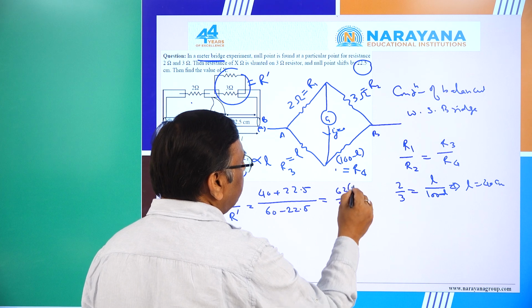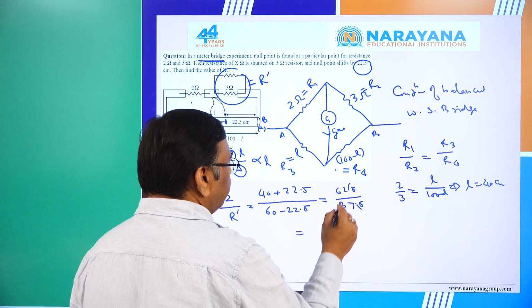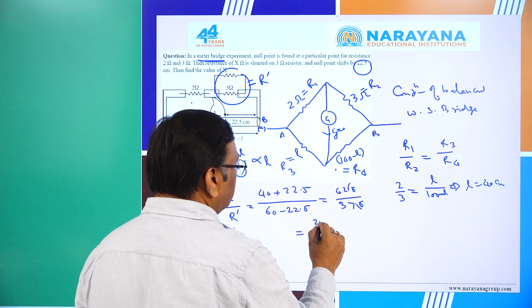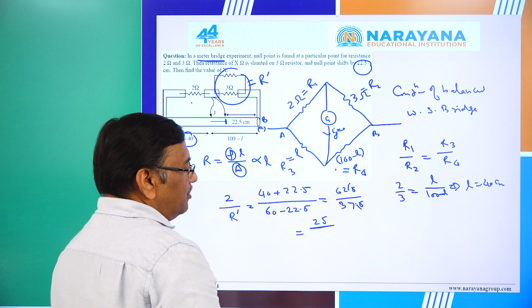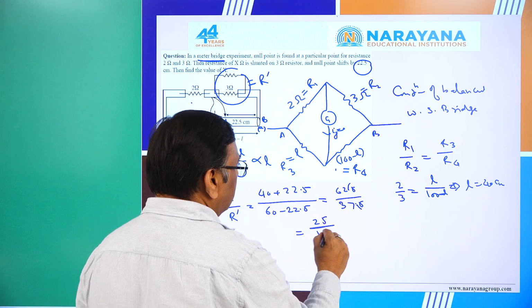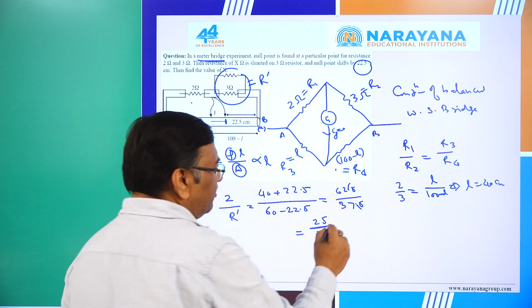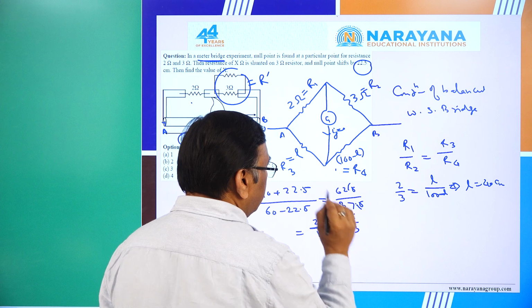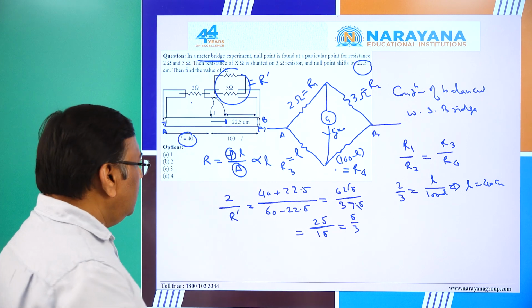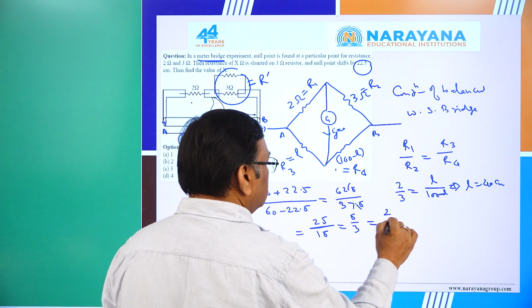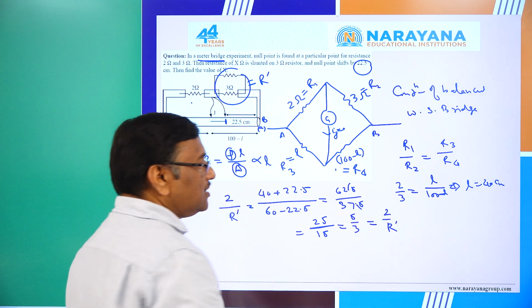Decimal you can remove. So 625 upon 375. Is it divisible by 25? Yes, it is divisible by 25. 25 into 25 is 625. And how much is this value? 25 into 15 is 375. So it is 5 divided by 3, we can get this value. So what I am getting now is 2 upon R dash, I write it again here, 2 upon R dash in this manner.